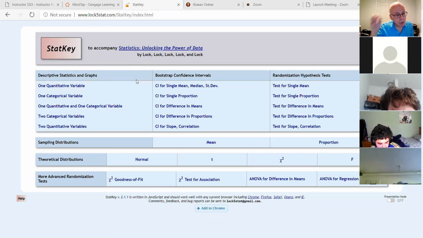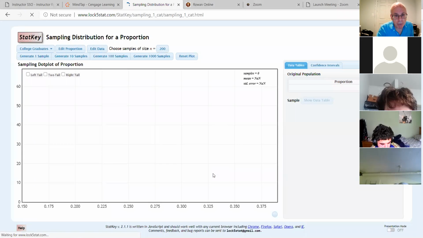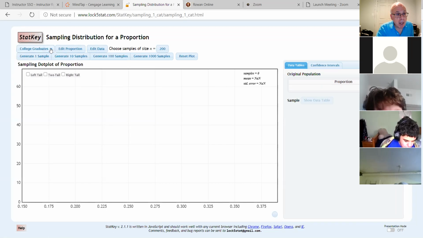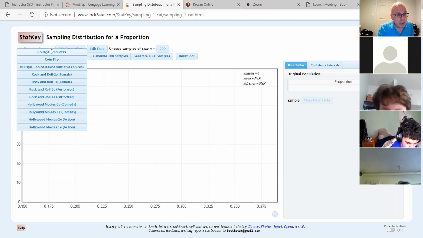What we're going to do to see the description or definition of level of confidence, the best way of seeing it is to go into this section of the screen that says sampling distribution. We're going to pick the proportions, since we're talking about proportions first. Okay, so this is our screen. And we're going to pick one of these data sets.